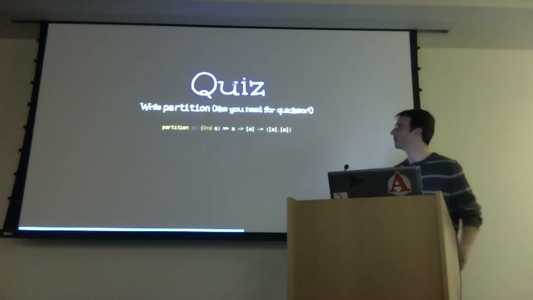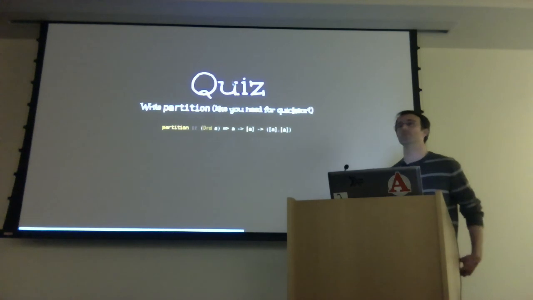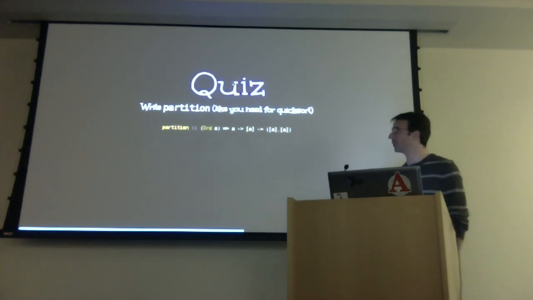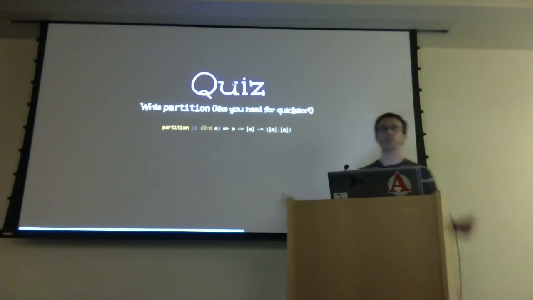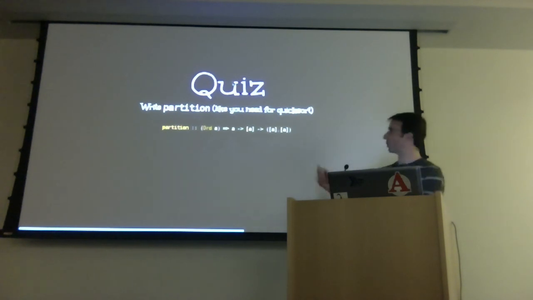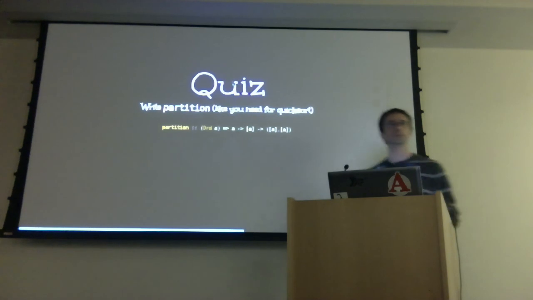My quizzes. I shouldn't have gone through my talk before; I was going to expose all my quiz answers. All right, so how would you write partition? This is the function you need for quicksort. It takes a list and splits it into the elements that are smaller and greater than some element.